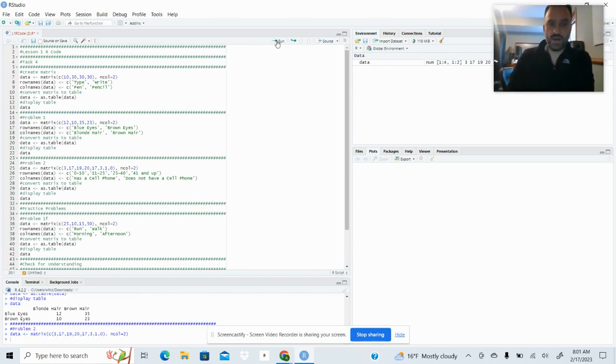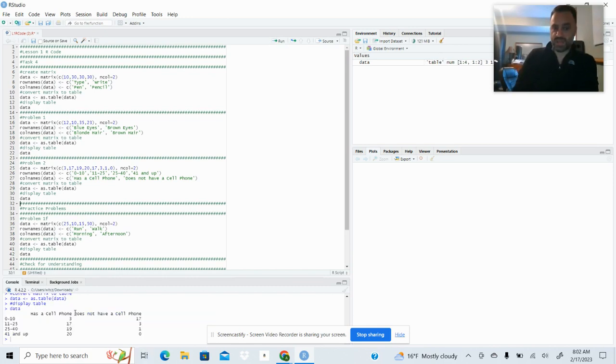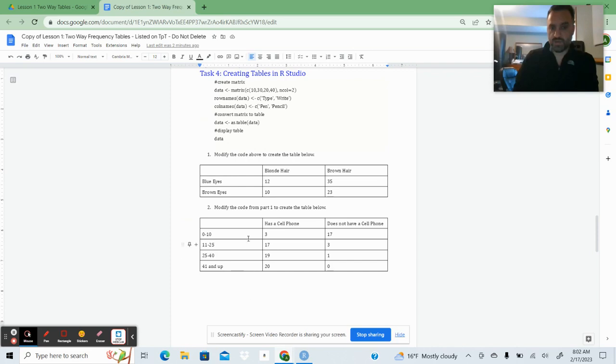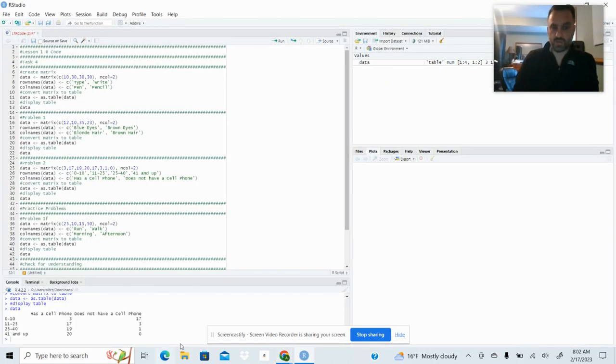I have the data. And then here I'm changing the row names. And remember, we have people that ages are 0 to 10, 11 to 25, 25 to 40, and 40 and up. And then we only have 2 column names. And then we put that here. And then I just go double check, 0 to 10, 11 to 25, 25 to 40, has a cell phone, doesn't. And then we have 3, 17, 19, 20. So I just go double check here, 3, 17, 19, 20, 17, 3, 1. Okay, that's what I want.